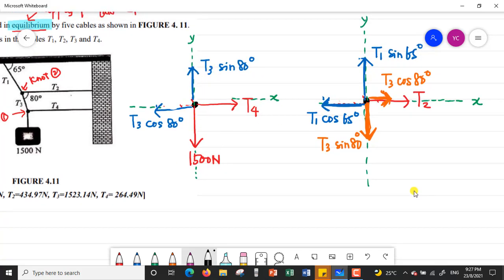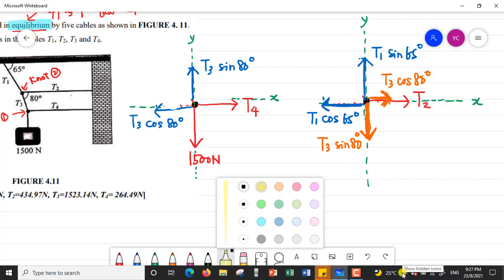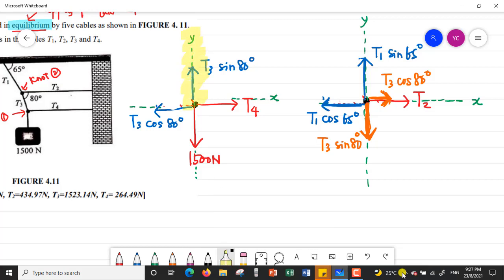So ikut pengalaman kita, mestilah bermula dengan tempat yang kita ada, nilai yang kita tahulah. So kita mula dekat tempat ni. So this one I highlight. So we are going to start with our component Y. This component Y. So which component is lying along this y-axis?